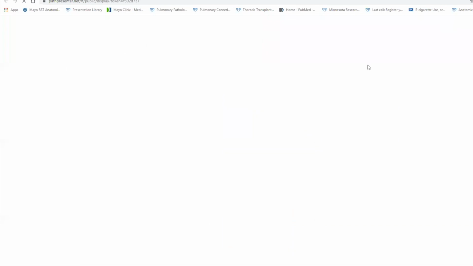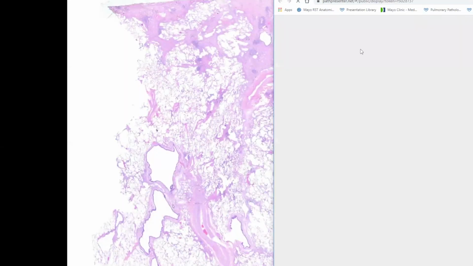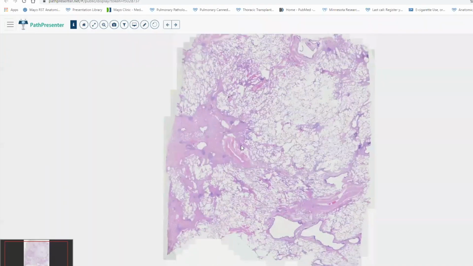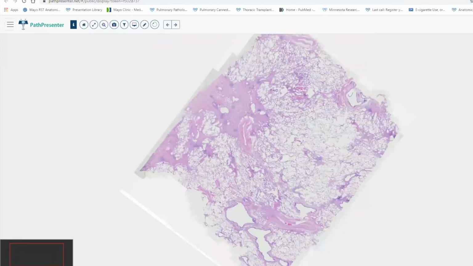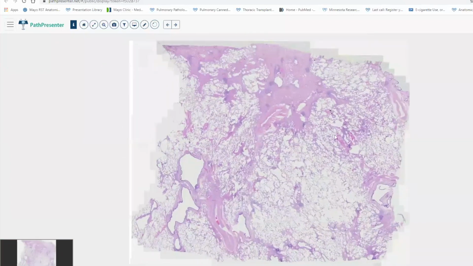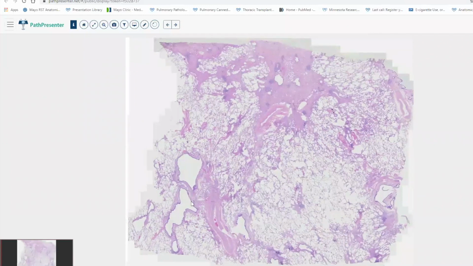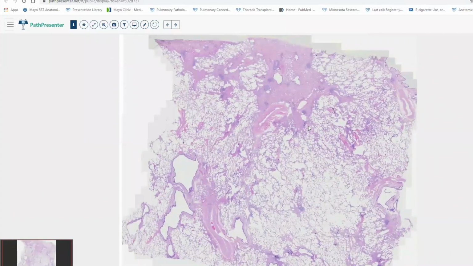Great. Okay, so let's keep forging ahead. Here's our next case. We have another surgical specimen, actually from an explant case. What I want you to notice here is that we once again have a patchy process on low power, where we have areas of normal lung and areas of fibrotic lung. In this case, though, the distribution is not subpleural. It seems to be more around these airways where we're seeing these abnormalities.